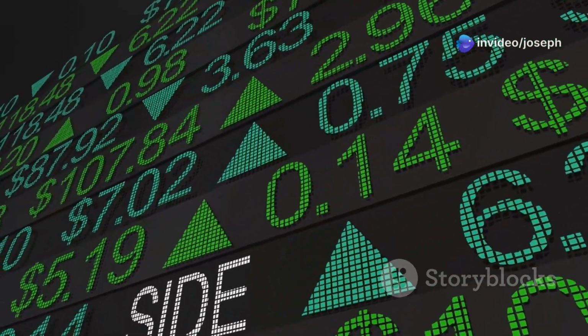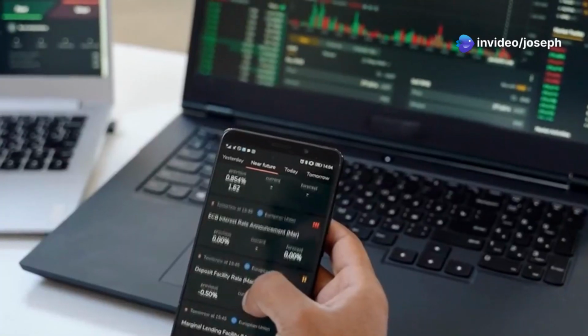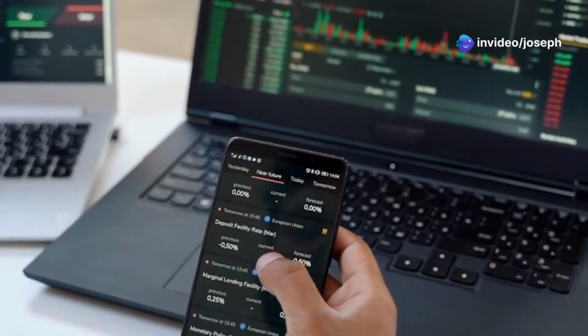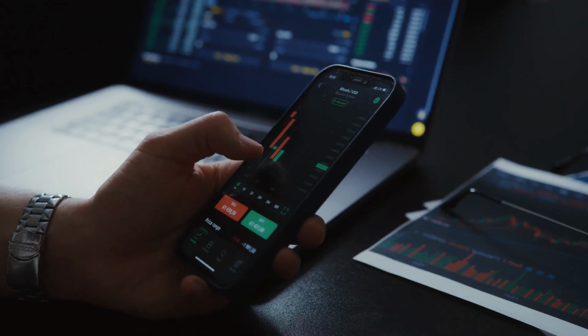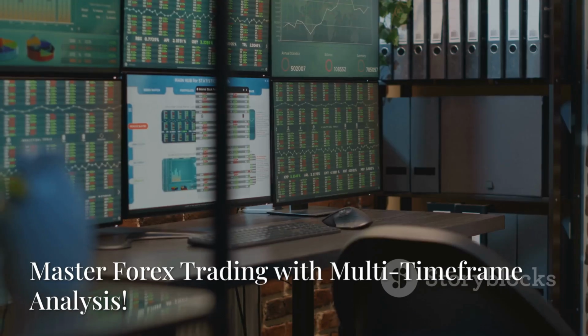Establish a regular trading routine that works for you. This might involve analyzing the markets at a specific time each day, reviewing your trading journal, or practicing your trading strategy on a demo account.